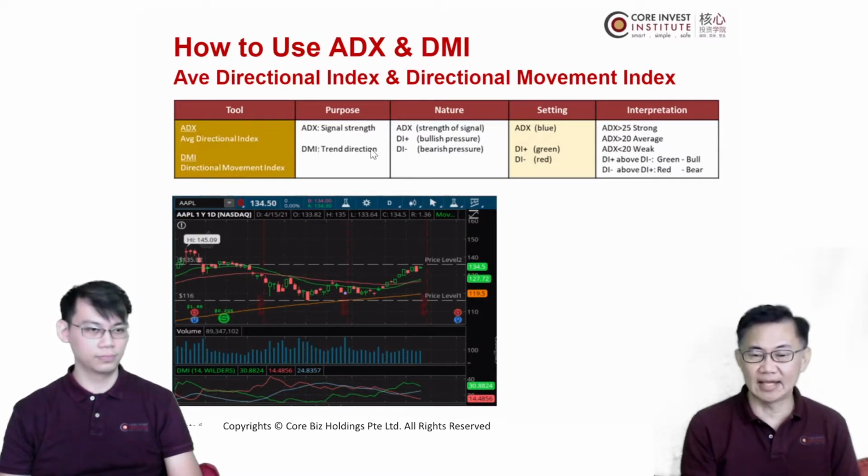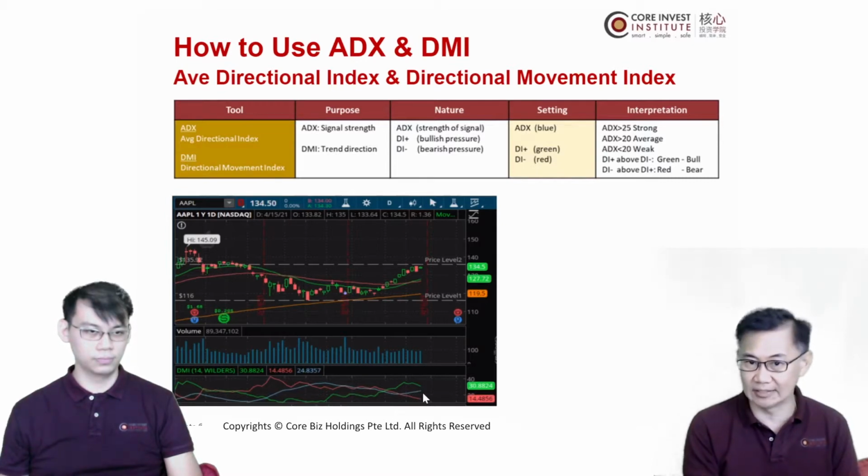And there are 2 lines there. It's called the DI plus, which is a bullish pressure, as well as the DI minus, which is the bearish pressure. So these DI plus and DI minus signal whether it is going to be a bullish movement or a bearish movement, and these signals have strength, which is given by the ADX. The ADX will tell us whether the bullish signal is strong, average or weak, and the same goes for the DI minus. So combining the ADX and the DMI is a very useful indicator.